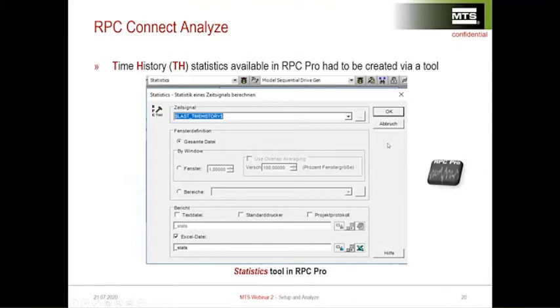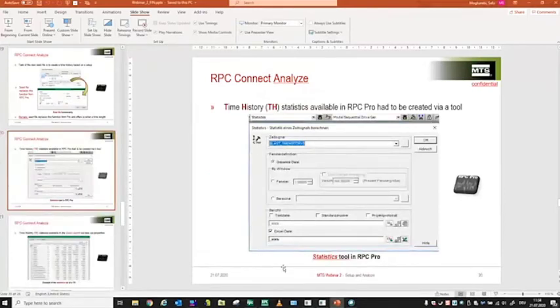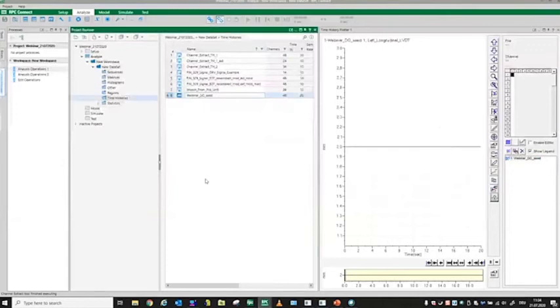Another thing which we changed is the time history statistics. The time history statistics are really, really important for us. Our customers used it quite a lot and used the statistics tool to get the statistics in Excel or wherever. So now in RPC Pro, you need to run these tools to get something like that. And in RPC Connect, we changed this behavior a little bit. We went into, so we have the statistics tool available.